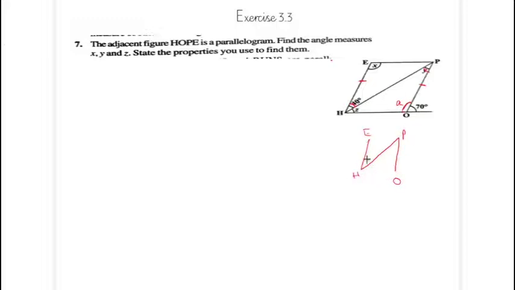Now see EH is parallel to PO because it is a parallelogram and HP is the transversal here and this angle is given as 40 degree and name of this angle is y. So from here we can say that y equals to 40 degree. Why? Because they are alternate angles. Now we have got the measurement of this angle y, which is 40 degree.